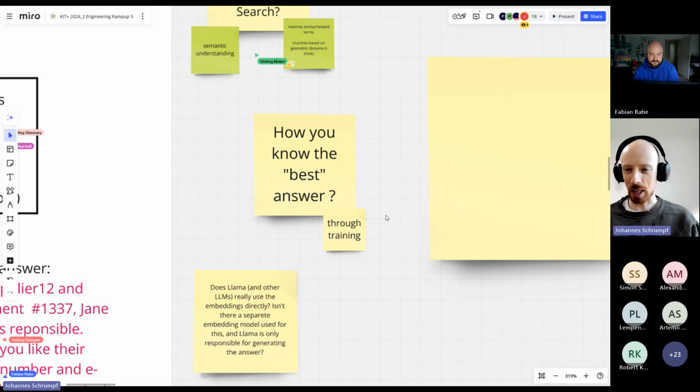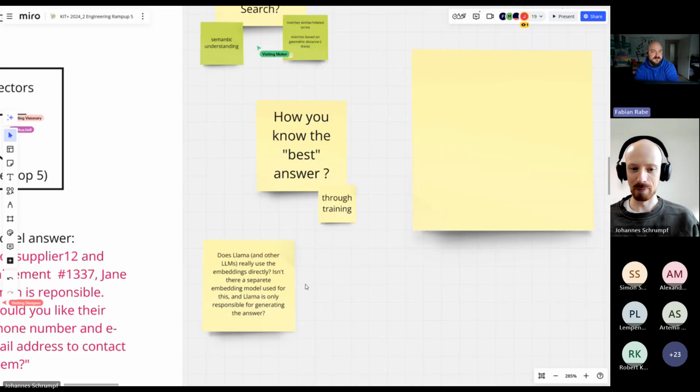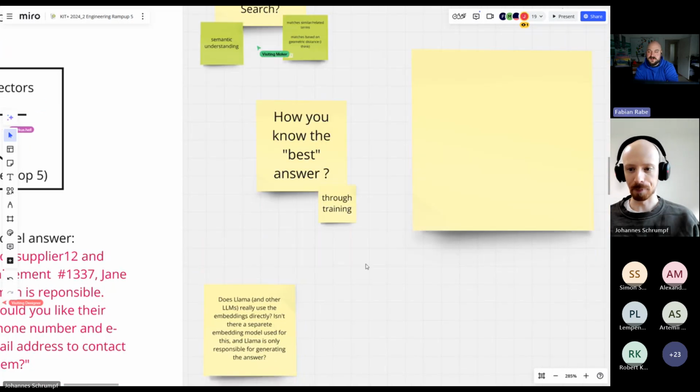Fabian, are you satisfied with this answer? Yes and no. So how do you know the best answer? Through training, but you still need a metric to measure that the training is going in the right direction. I mean, this kind of machine learning we are talking about here is unsupervised learning. So there is no inherent best answer. It's only the meaning that gets applied afterwards by the humans.